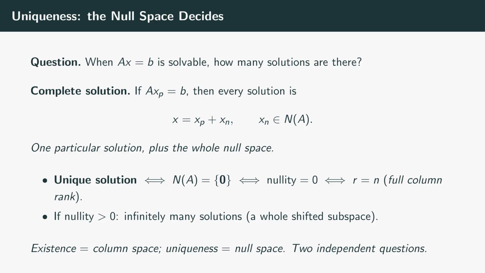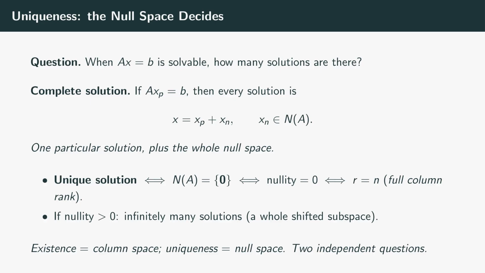Now the second big question: when a solution exists, how many are there? Suppose xp is one particular solution, so A times xp equals B. Then for any vector xn in the null space, A times the sum xp plus xn equals B plus 0, which is still B. So every solution has the form xp plus something from the null space, and conversely, every such vector is a solution. The complete solution is one particular solution plus the entire null space.